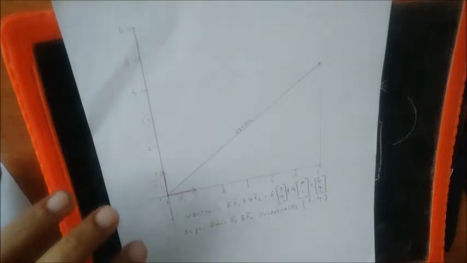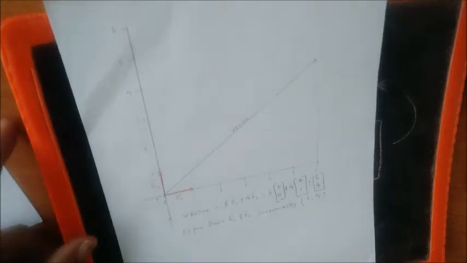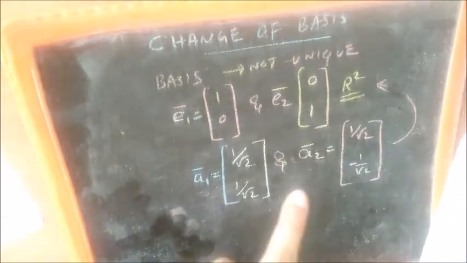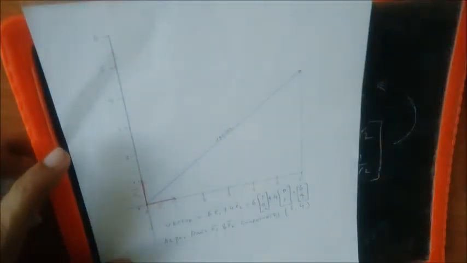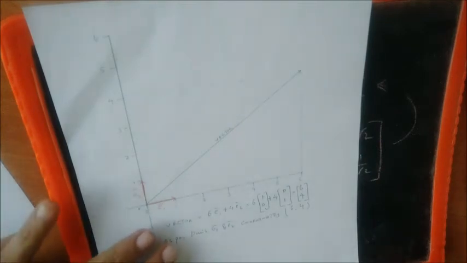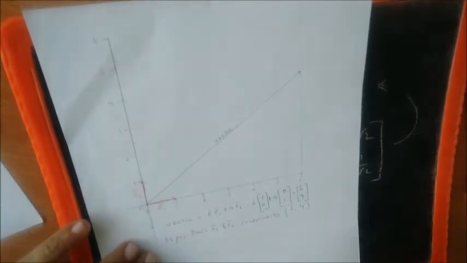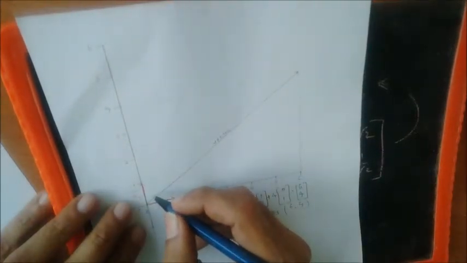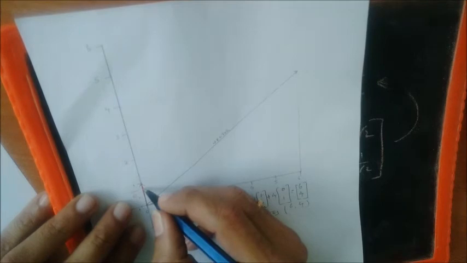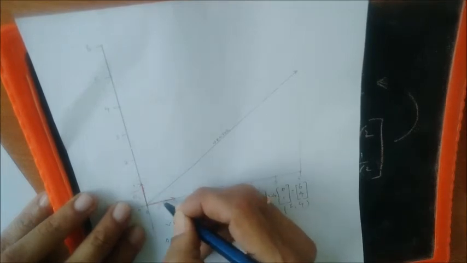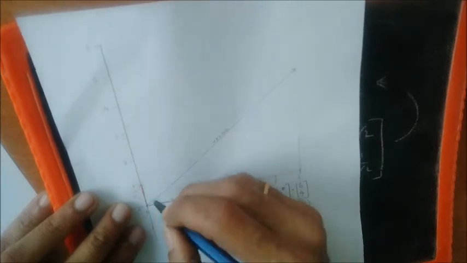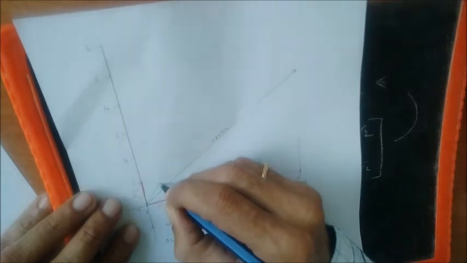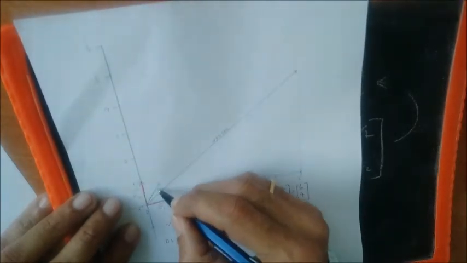Okay, now again on the same sheet I will show vectors A1 and A2. So A1 is 1 by root 2, 1 by root 2. I will approximate 1 by root 2 as 0.707 or something very close to that. So A1, if I show here, will be somewhere around 0.707, 0.707. So this will be roughly A1.